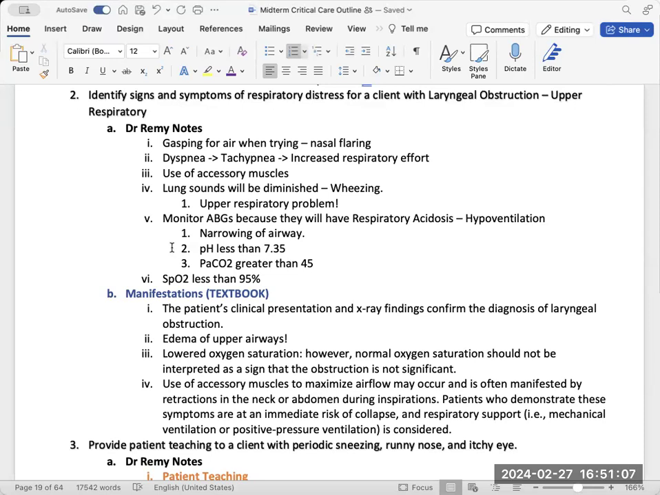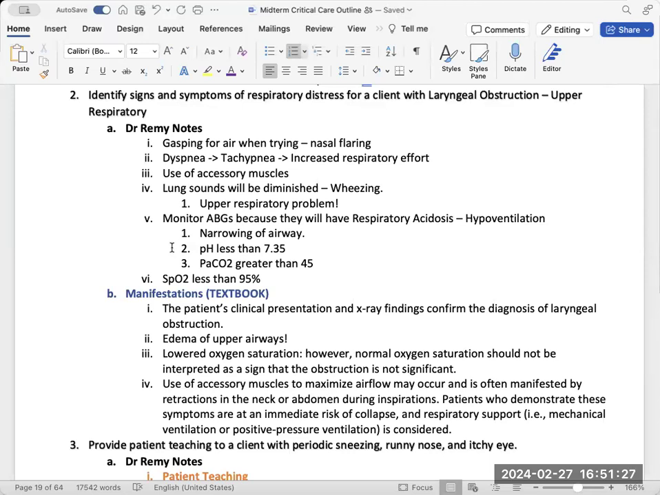Lung sounds are going to be diminished. We could potentially hear wheezing. That's something that Dr. Remy mentioned, right? As well as potentially stridor, right? But stridor is typically something you see more in children. So wheezing would be more characteristic for this.